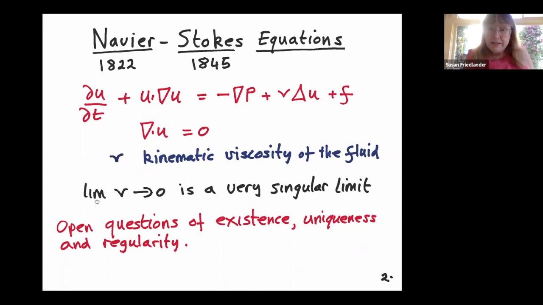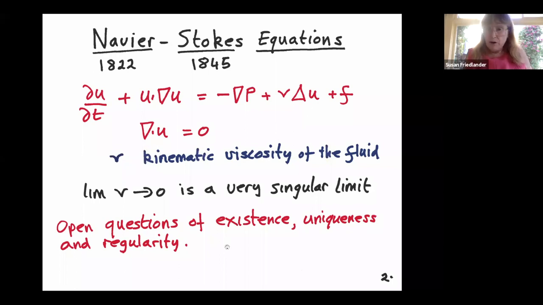And now this limit as the viscosity goes to zero is a very singular limit for a number of reasons. One obvious reason is that this is the most highly differentiated term in our equations. And here the coefficient viscosity going to zero will change the order of the equations.